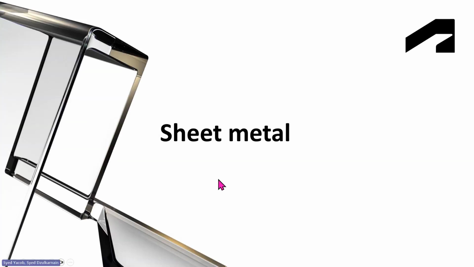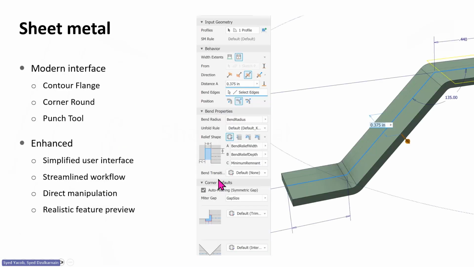Now, sheet metal. Sheet metal has some extensive improvements. There are a lot of changes in these 3 main features: contour flange, corner round, and punch tool. Basically what Autodesk did was they simplified the user interface and streamlined the workflows a little bit, so you can now directly manipulate the shapes or the executions on the fly. You can also get the realistic or on-the-spot preview.